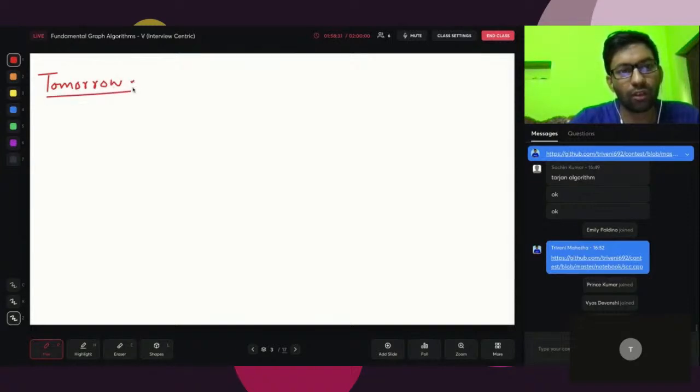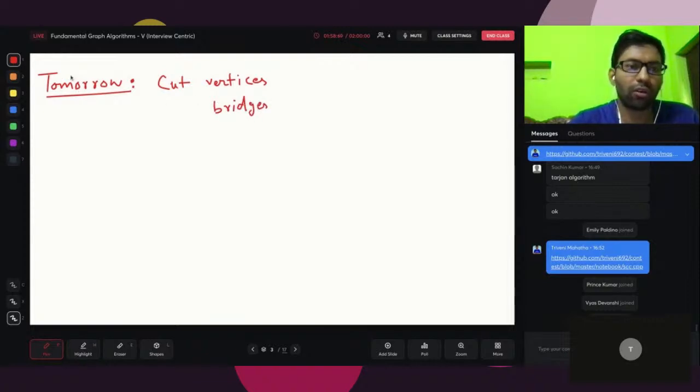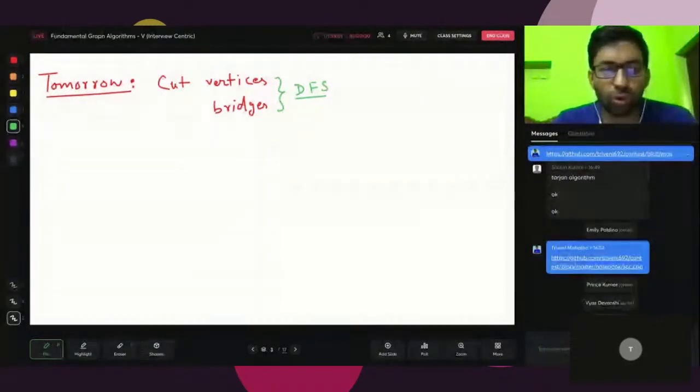Tomorrow is the last class in this micro course. We are going to see cut vertices and bridges. This may sound complicated to some people, but it only uses very basic, simple stuff called the DFS algorithm. Simple DFS. So see you guys tomorrow, and tomorrow is the last class, as I mentioned.